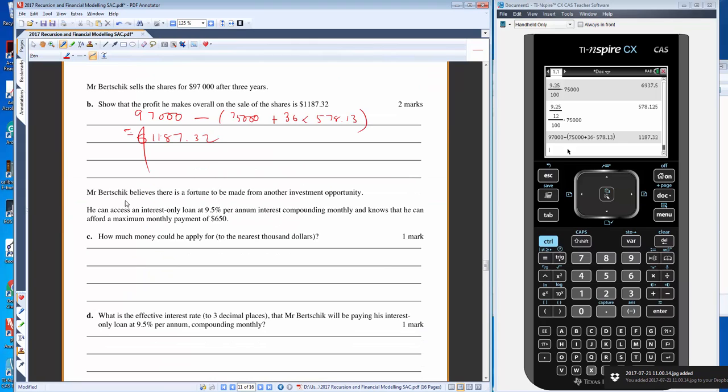Alright, now he also thinks there's a fortune to be made from another investment. He can access an interest-only loan at 9.5% per annum, compounding monthly. He knows that he can afford a maximum monthly payment of $6,500. So how much money should he apply for to the nearest $1,000? Okay, so what we're going to do is 9.5 on 12 on 100 of an amount, and that amount needs to have an interest amount of $650. So reach for your calculator and run that through solve.